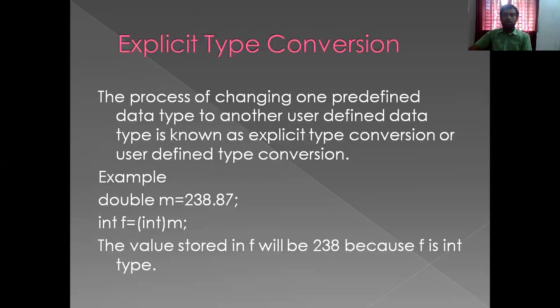The process of changing one predefined data type to another, user-defined data type is also known as explicit type conversion. One example I have taken: double m is equal to 238.87. Now if I write int f is equal to int of m, then what will happen? The double value will automatically get converted to the integer and it will store the result 238 by discarding the decimal points.